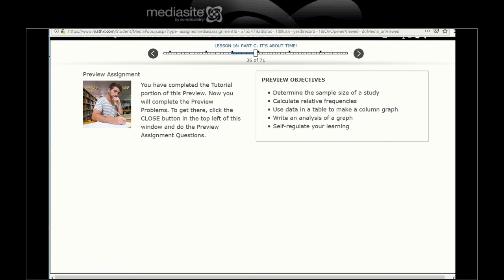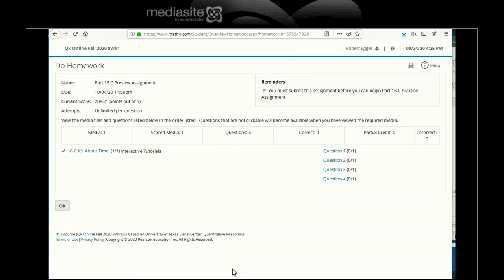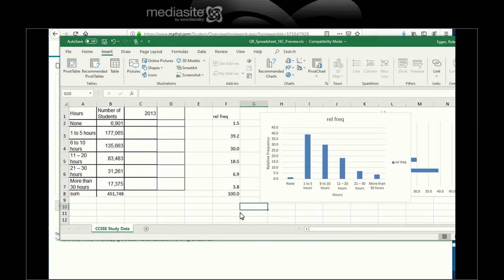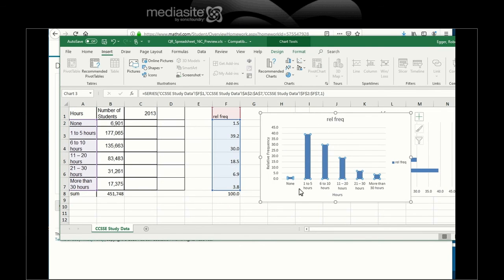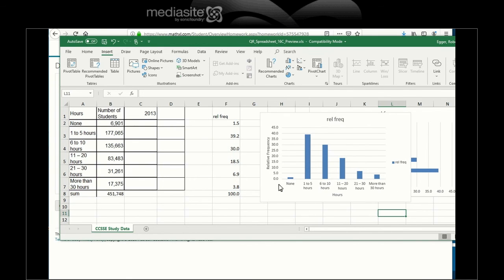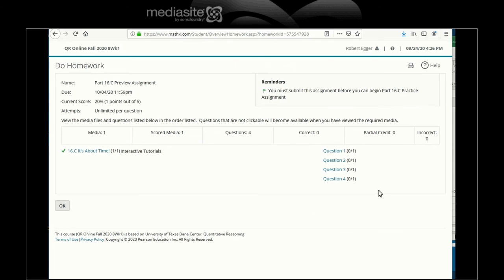And that is it. It's about time for an interactive tutorial. So think about that. Go in and see if you can make these graphs up. Create the relative frequency column. Then use that column with this column to create yourself a bar graph, which is categorical and a count. And I'll see you shortly for questions 1 through 4.